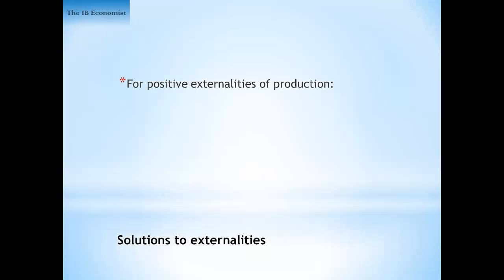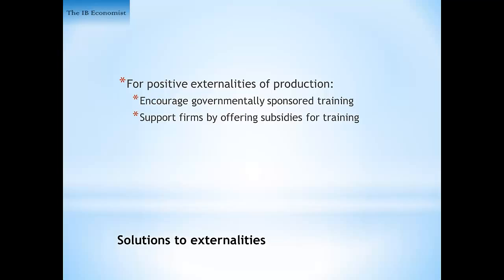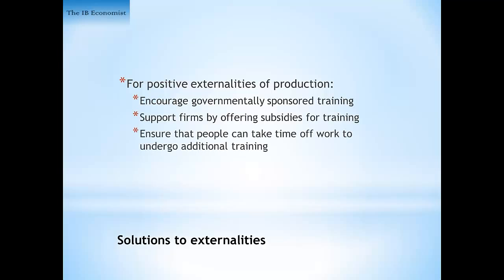For positive externalities of production, we would want solutions that would bring down the production costs to the private firms in order to encourage greater productivity, so that firms would be able to meet the socially desirable level of output. In order to correct positive externalities of production, we would need to encourage governmentally sponsored training, support firms by offering subsidies for training, ensure that people can take time off work to undergo additional training, and promote lifelong learning.